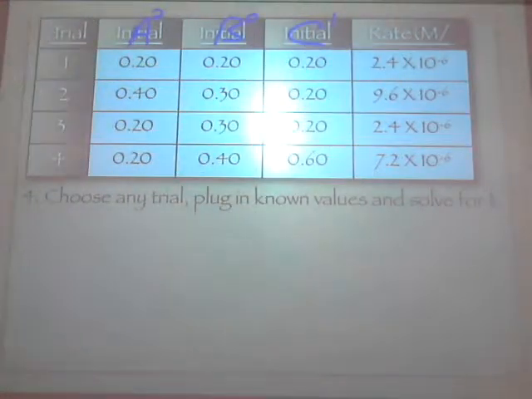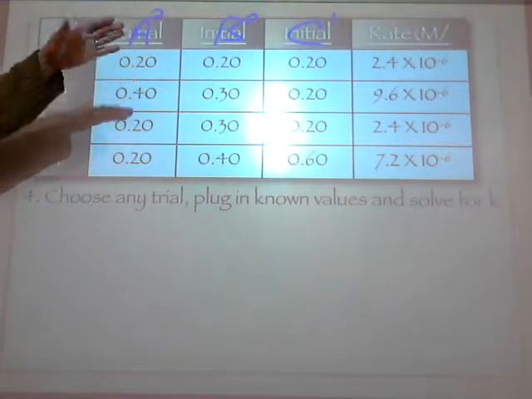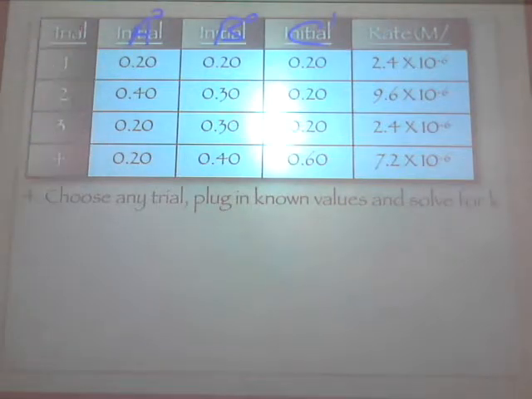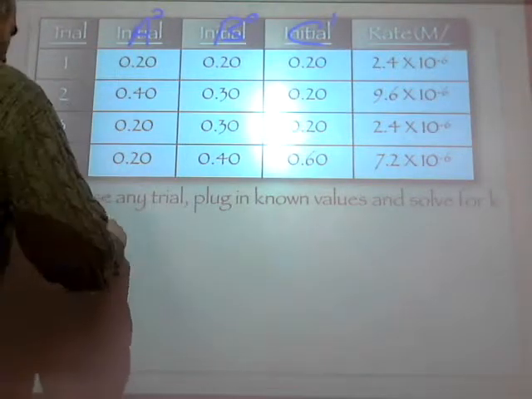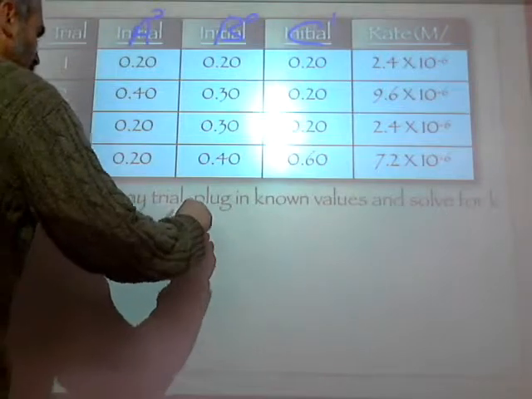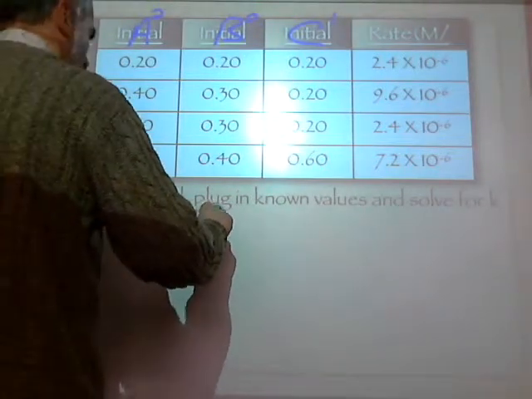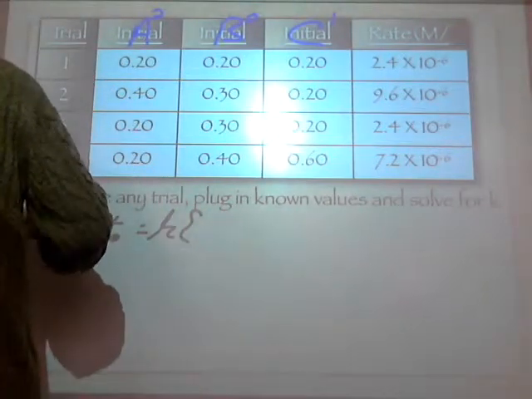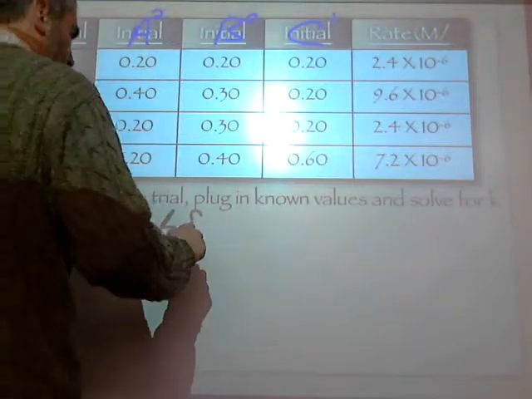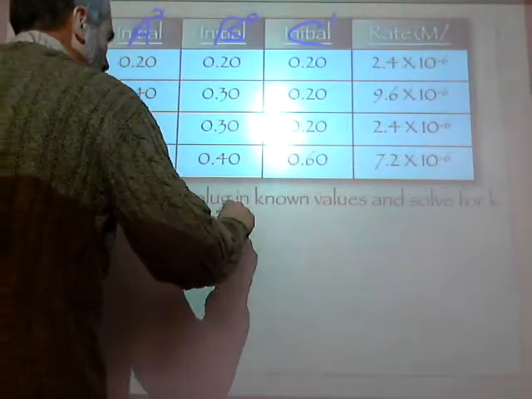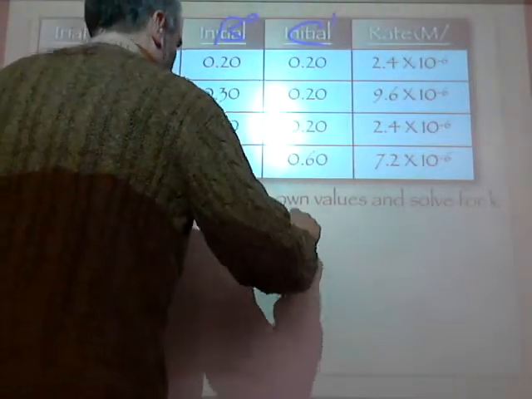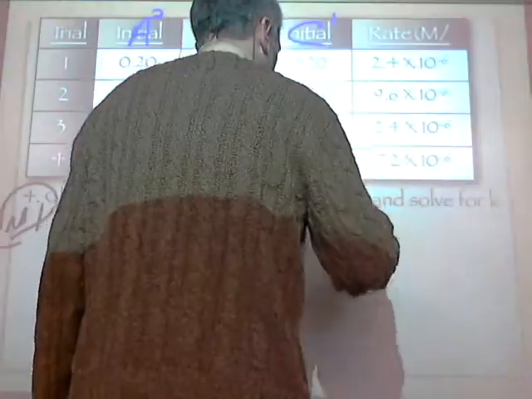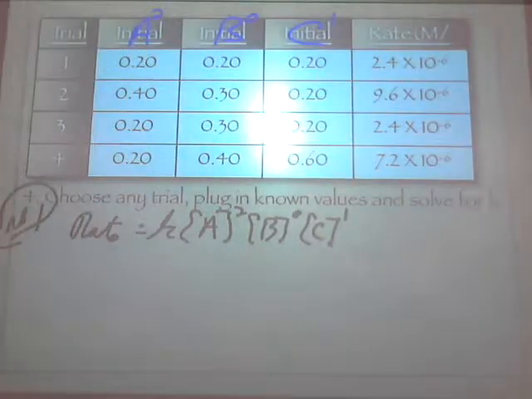I have to solve for K. So I'm going to choose any trial. It really makes no difference, but since trial 1 has the exact same concentration for everybody, let's just use him. Okay, so the rate equals K. We write down the rate to use trial 1. Rate equals K, A to the second, B to the 0, C to the first. So trial 1.